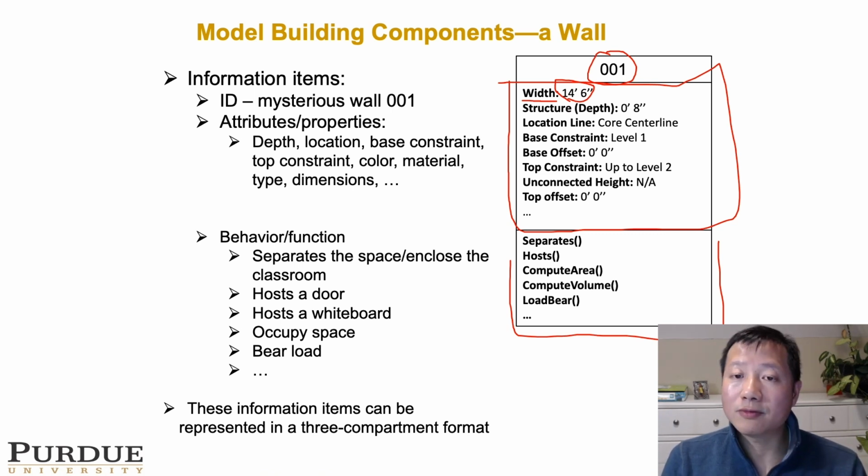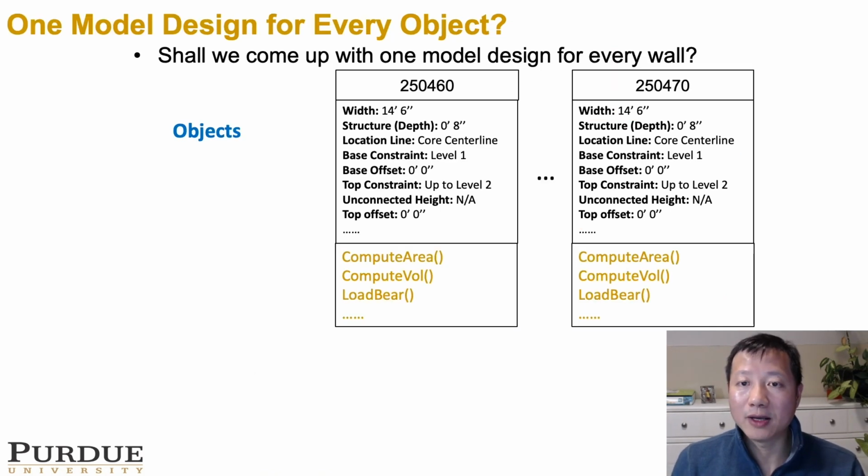So now let's carry it a little bit further, right? We can have many walls in a building. So let's say we have 2 walls, 250460. That's one wall with an ID, and another wall with an ID of 250470. So these two values are different, and they help to uniquely identify each object. But if you look at the wall attributes, right? Look at the attributes, and also look at the list of functions.